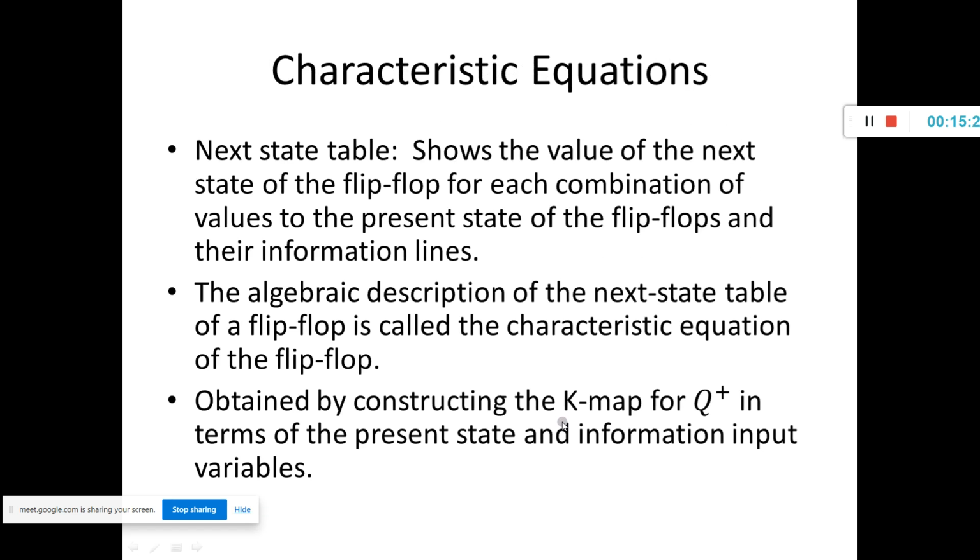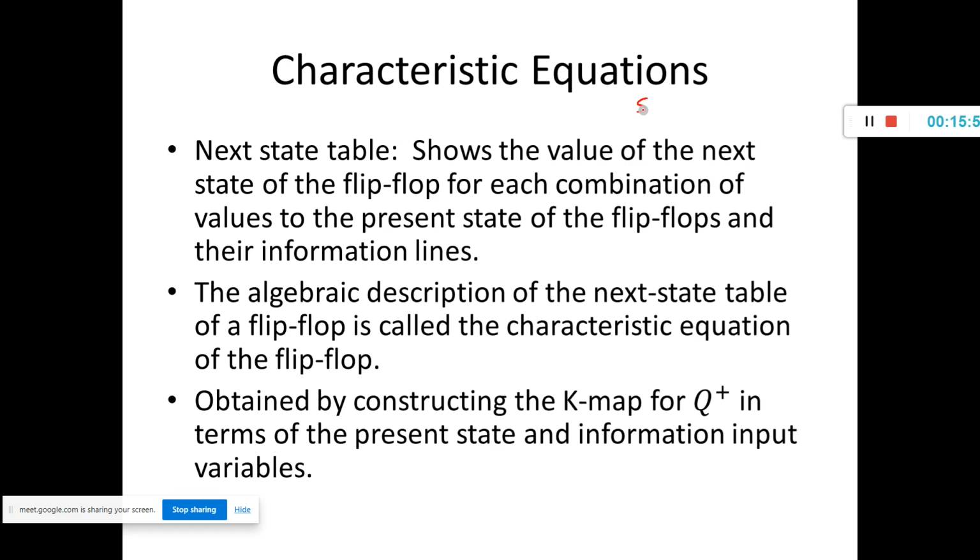Next we have characteristic equations. So, next state table. What do you mean by next state table? It shows the value of the next state of the flip-flop for each combination of values of the present state of the flip-flop and the information lines. Now what is it telling? In the next state, depending on the inputs and the present state, we have the values of the next state.